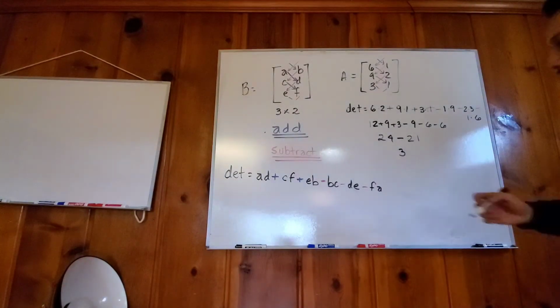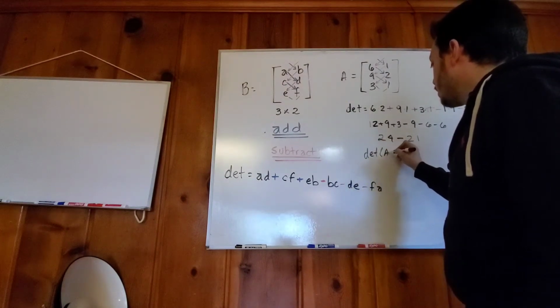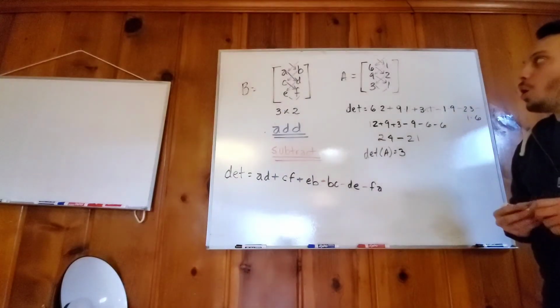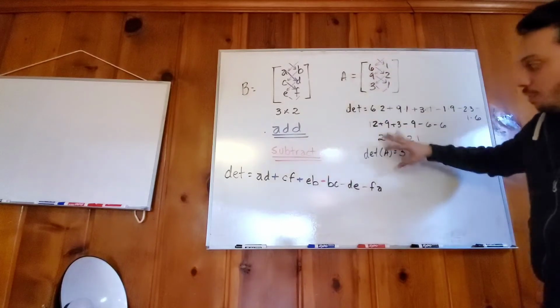Oh no, I got it right. Oh, by the way, you have to put determinant of matrix A is 3. So hopefully you understood all of this. I did what it means, and I did the first example.